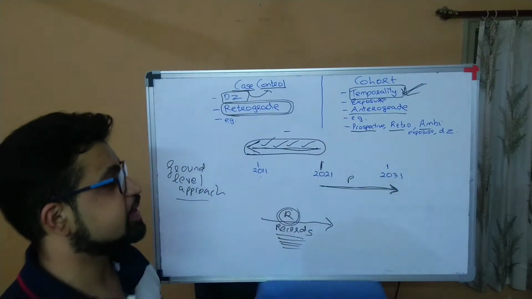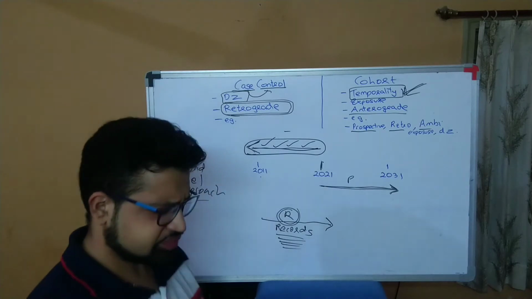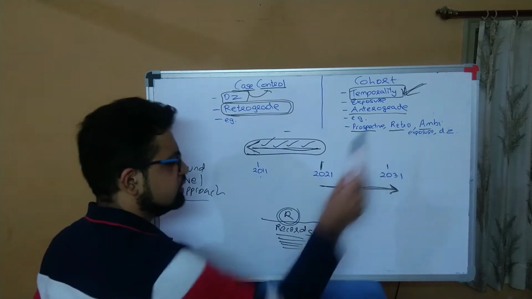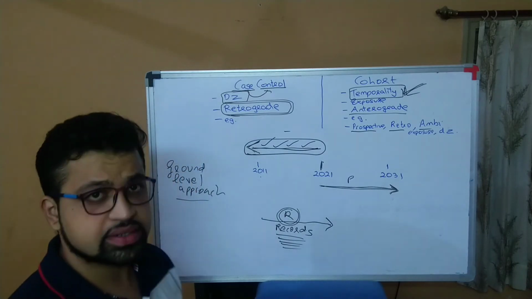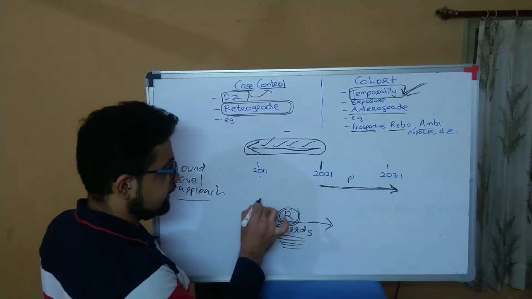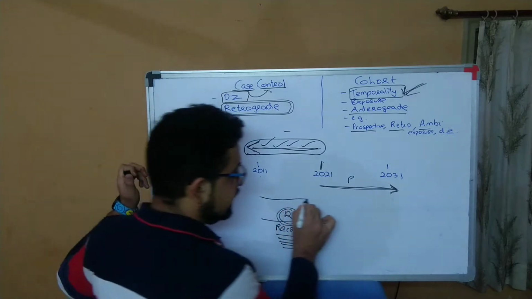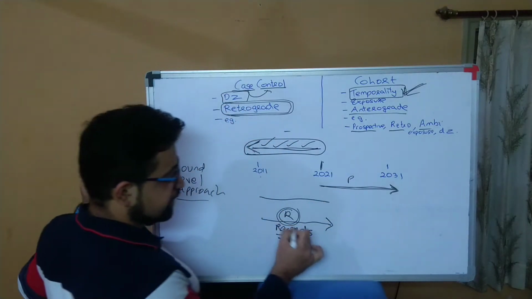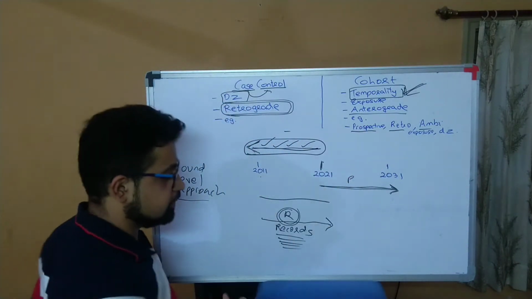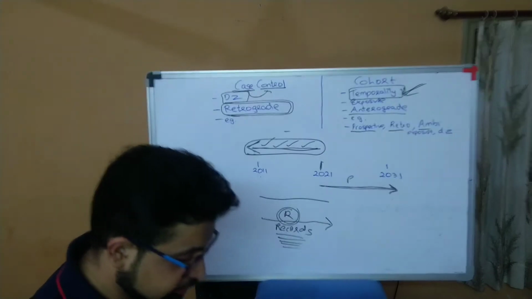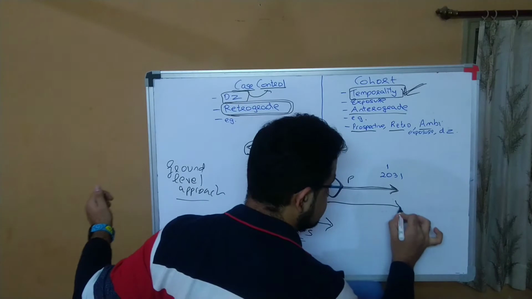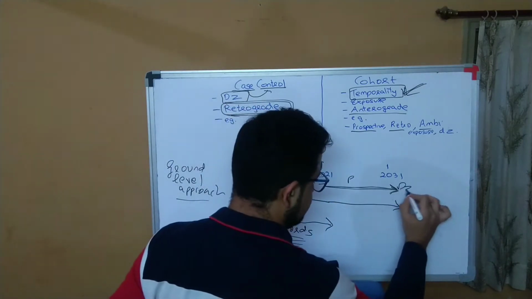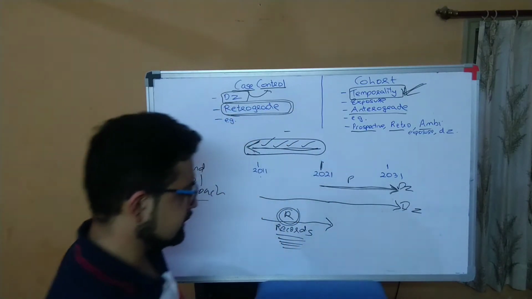Now, what is ambidirectional cohort? Very simple. It is a mixture of both. In an ambidirectional cohort, you obtain all the records and study till 2021 with the help of records, the same as we did in retrospective. Then from 2021 to 2031, you continue the study till you get the disease.